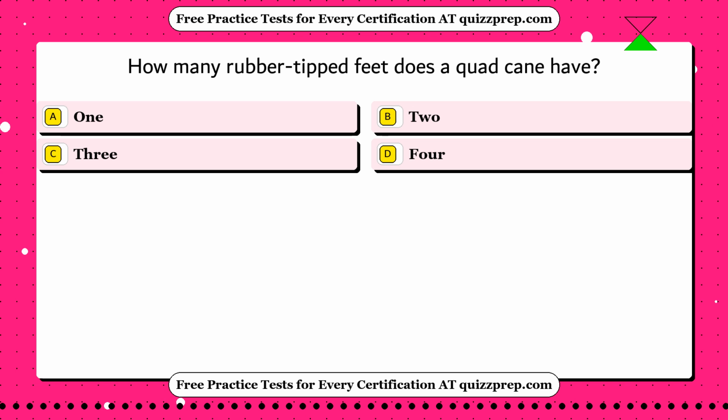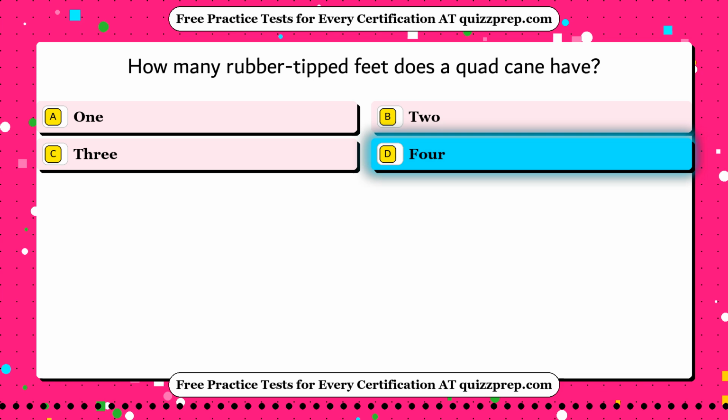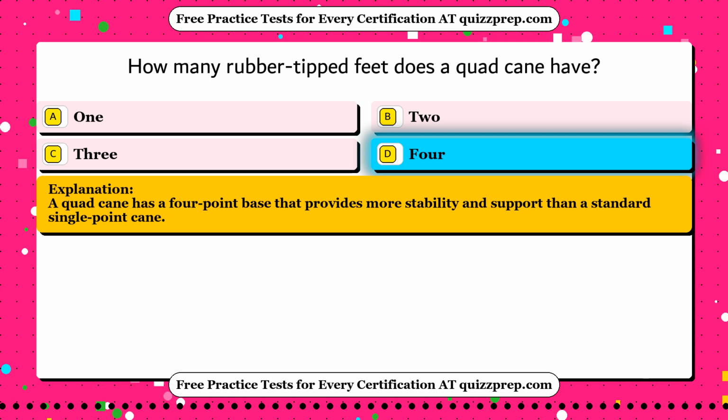Question 41. How many rubber-tipped feet does a quad cane have? Option A. 1. Option B. 2. Option C. 3. Option D. 4. The correct answer is option D. 4. A quad cane has a 4-point base that provides more stability and support than a standard single-point cane.